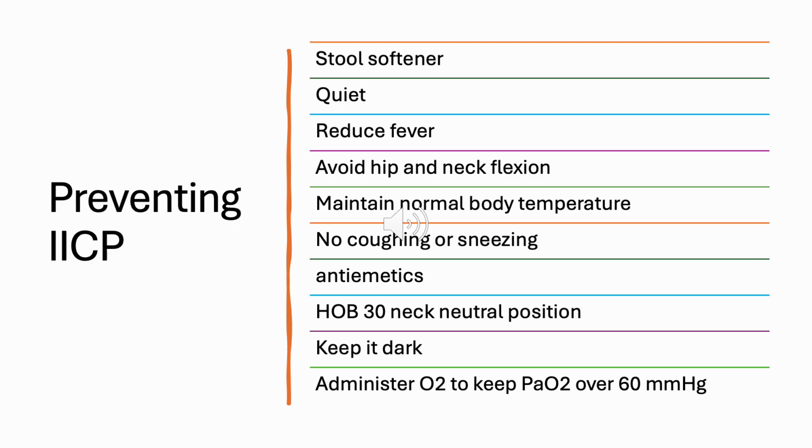Head of bed needs to be 30 and the neck needs to be in a neutral position. Keep the room dark. Make sure you're giving oxygen to keep the PaO2 over 60 because hypoxemia, hyperthermia, and a low blood pressure are going to increase intracranial pressure.